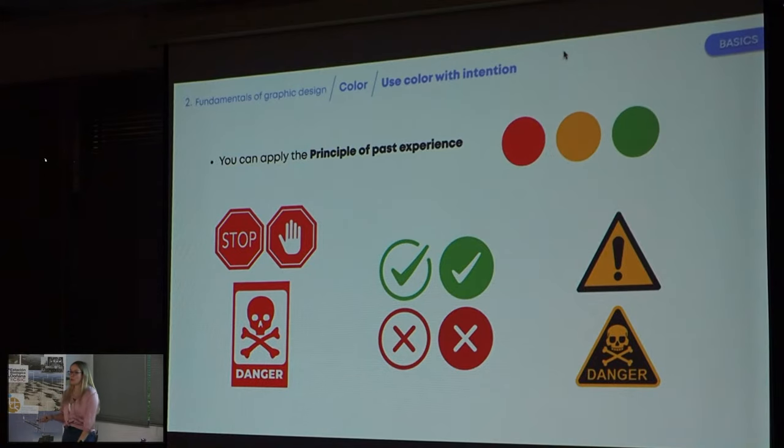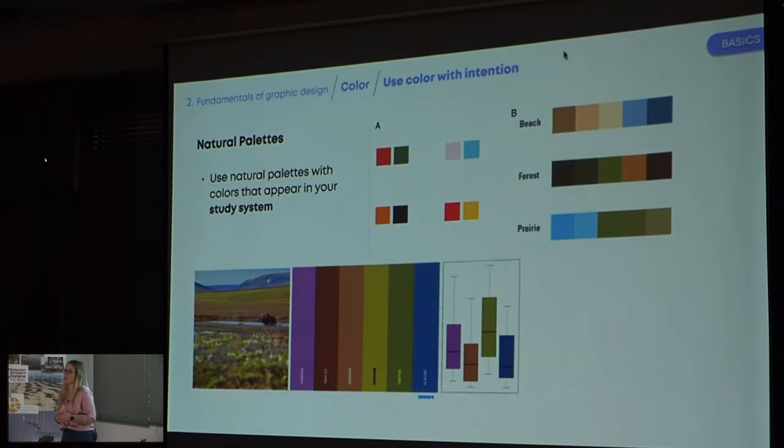The same way, you can also use green. Green is always associated with positive or good things. So depending on the message you want to send, you can play with these kinds of past experiences. Another way of using color with intention is by using natural palettes, for example, that appear in your study system. So we could have, for example, a beach, a forest, or a prairie. We might not be familiar with your study system, but at least you're using your color with intention.